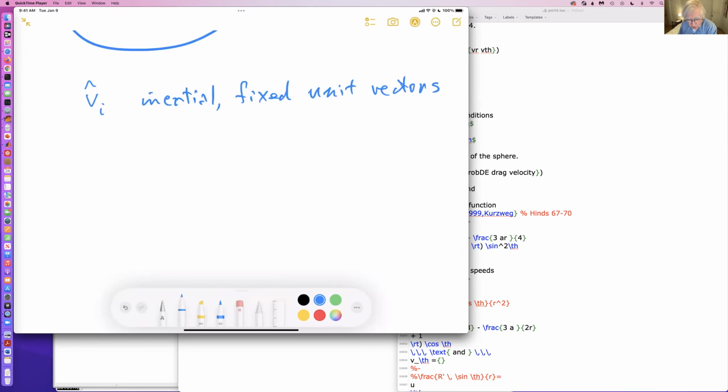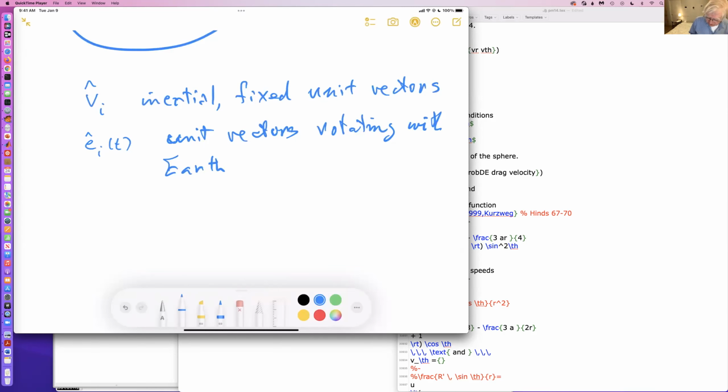So these are the ones that you can think of as the sun's coordinate system. Well, not really the sun's, but someone not rotating with the Earth, a fixed coordinate system in fixed space-time. And then we'll talk about e_i of t, and these are also unit vectors, the unit vectors rotating with the Earth. If we think of it, it probably is just as well to use the Earth as an example.